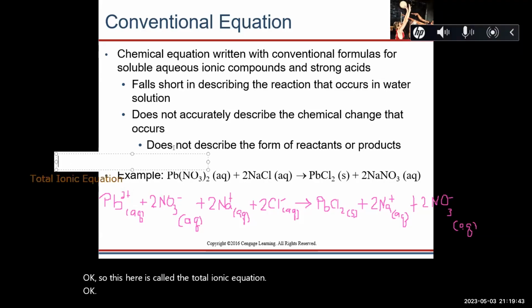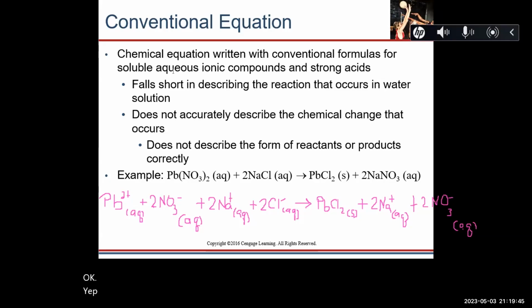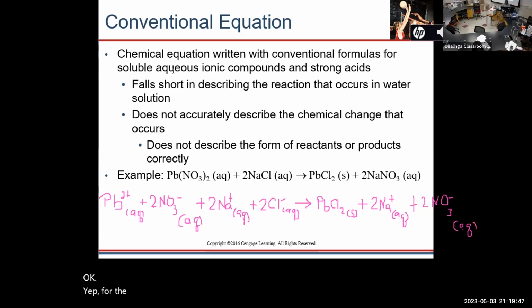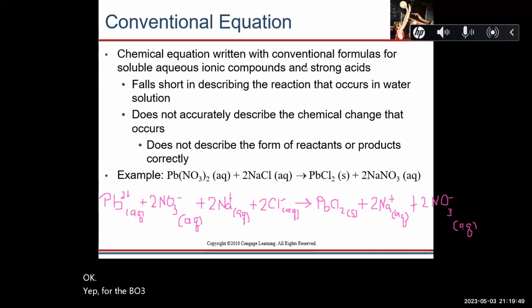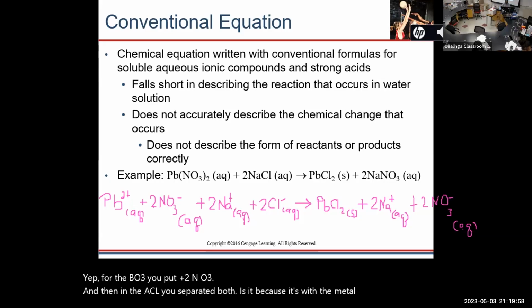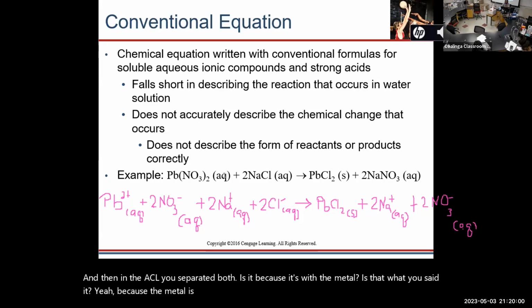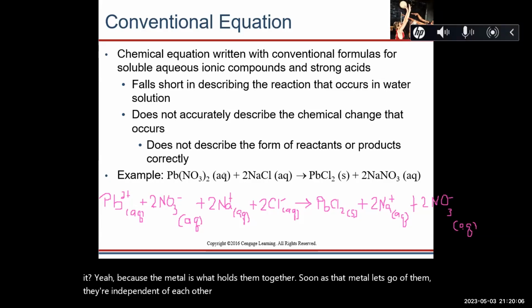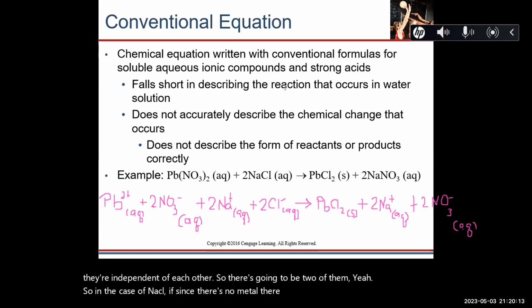Dr. Henry, for the PbNO3, you put plus 2NO3, and then in the NaCl you separated both. Is it because it's with the metal? Yeah, because the metal is what holds them together. As soon as that metal lets go of them, they're independent of each other. So there's going to be two of them. In the case of NaCl, since there's no metal there, it gets separated.